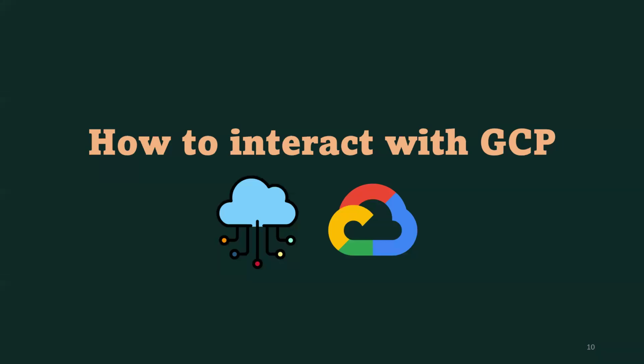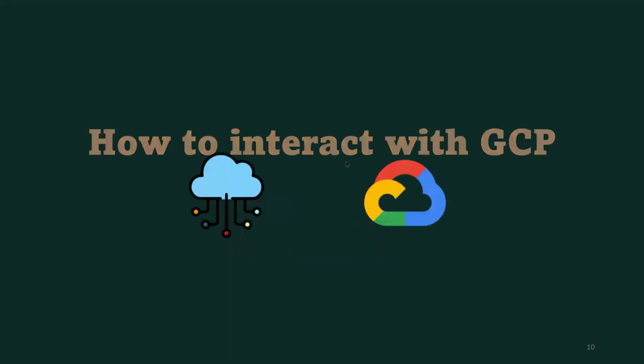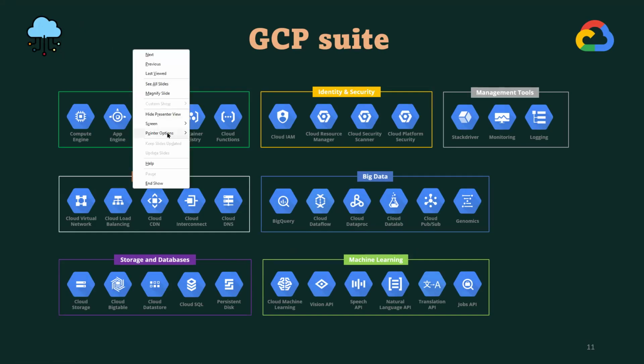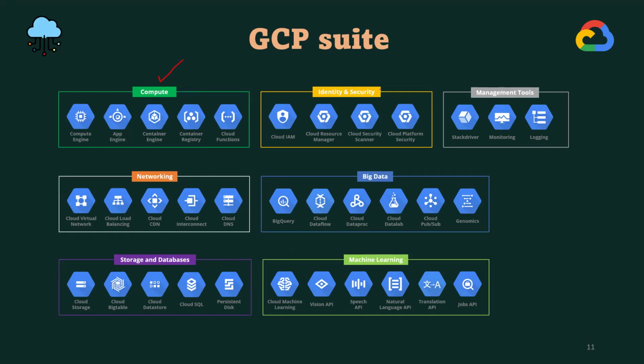Hope you all are able to see my screen as well. For example, Google Cloud Platform is going to provide you a lot of services, we have seen that, right? GCP is one of the leading cloud providers. It is providing plenty of cloud computing services. These are the different services it is offering: compute services, identity management tools, networking, big data, storage and database services, and machine learning. These many services it is offering.